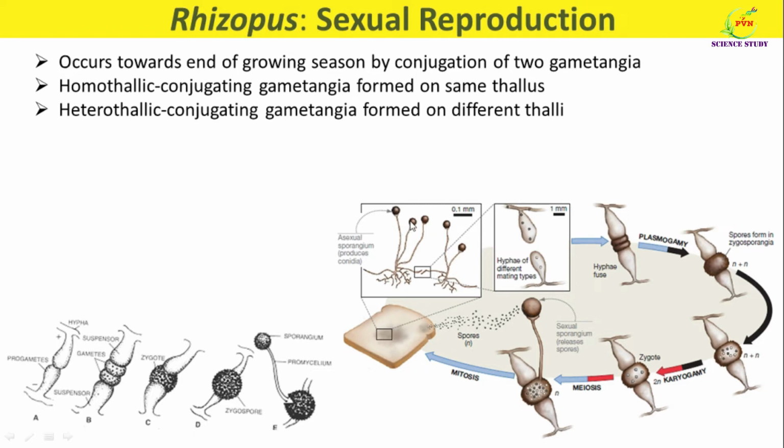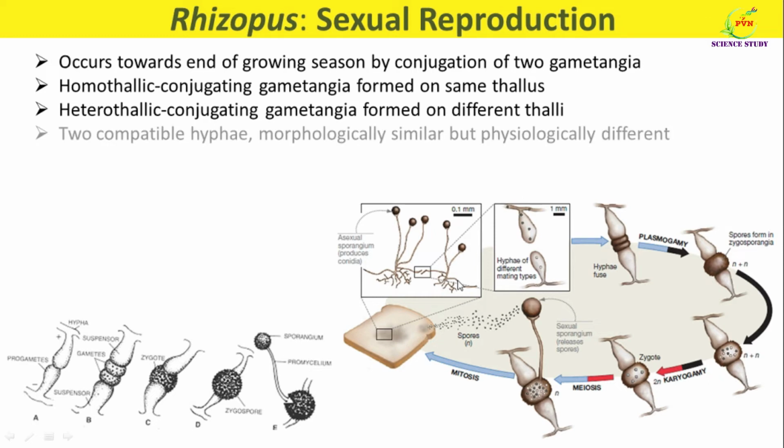So here you can see the Rhizopus fungi. One is considered as positive and another one is considered as negative. If the thallus is heterothallic, the two compatible hyphae are morphologically similar but physiologically different. So one of them is considered as plus strain and the other is considered as minus strain. So here also you can see this is the plus hypha and this is the minus hypha.